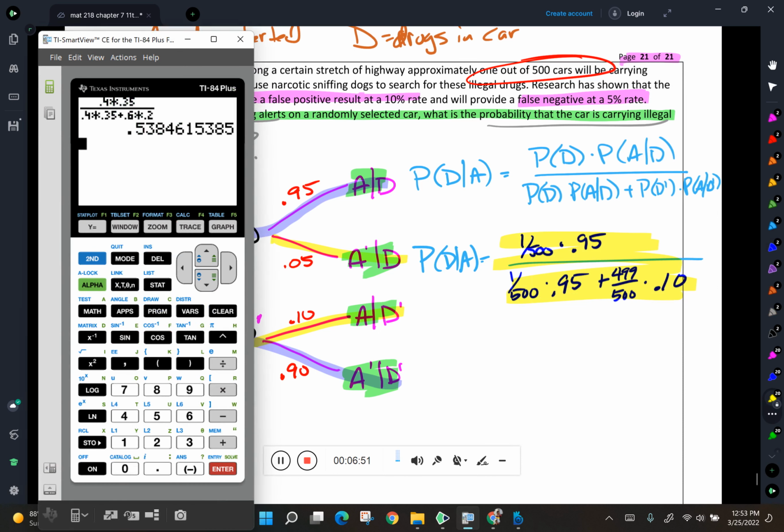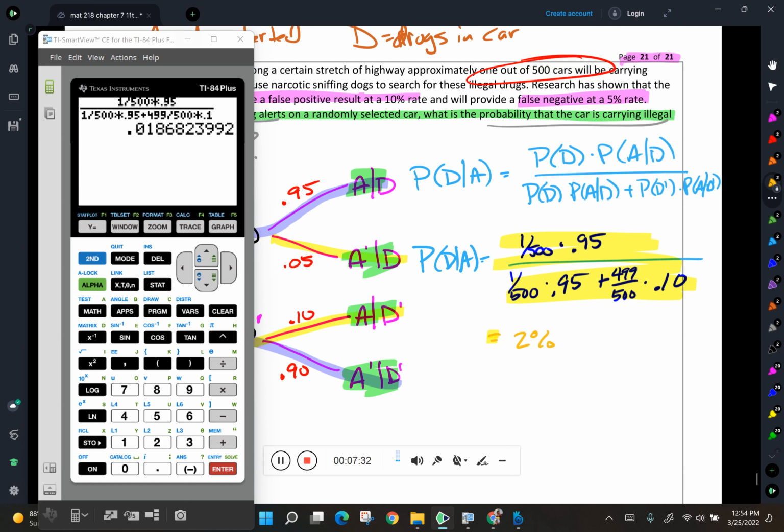Okay. So I'm going to make a fraction. Numerator is going to be 1 divided by 500 times 0.95. My denominator is going to be that 1 divided by 500 again, times that 0.95, plus that 499 divided by 500 times 0.1. And I press enter, and I get 0.0186, rounded 2%. Wait a second.